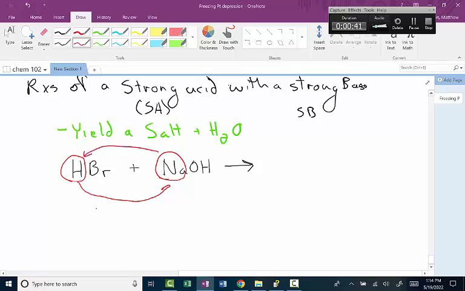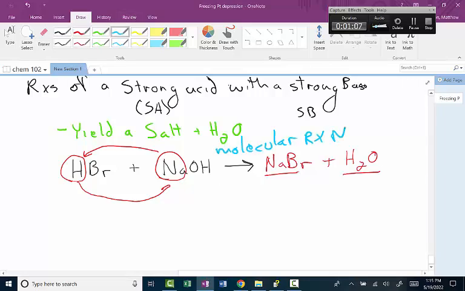And so what you get is NaBr plus water. And you're always going to get the salt plus water for a strong acid, strong base reaction. This first reaction is called the molecular reaction. So I'll write that in here in blue. That's one way of looking at it.